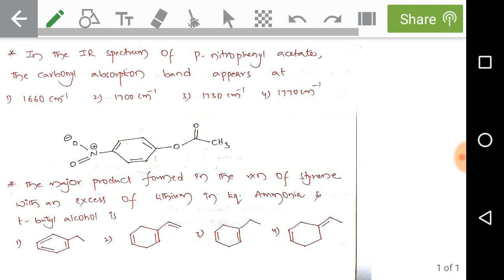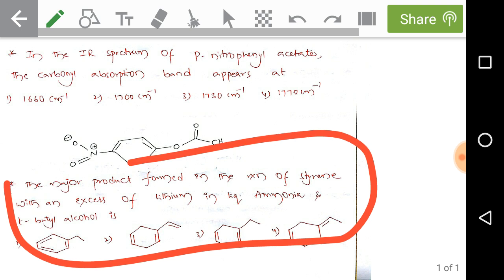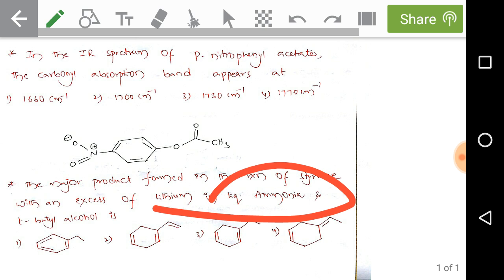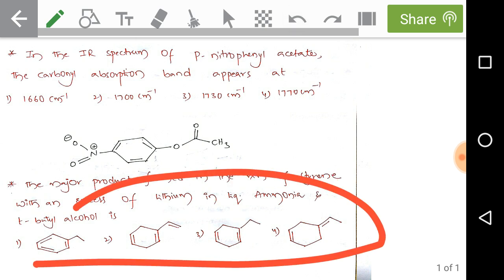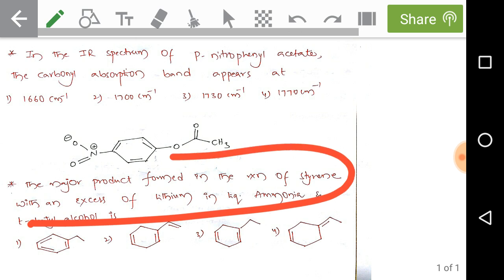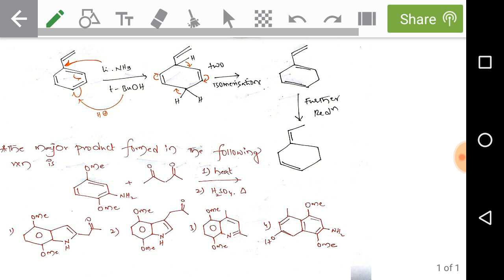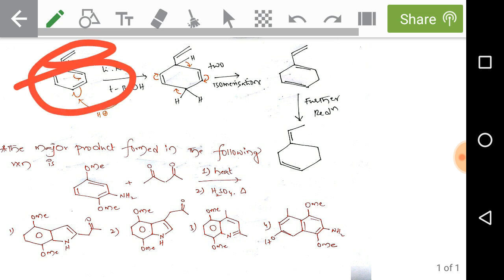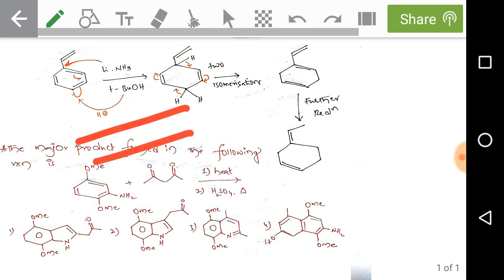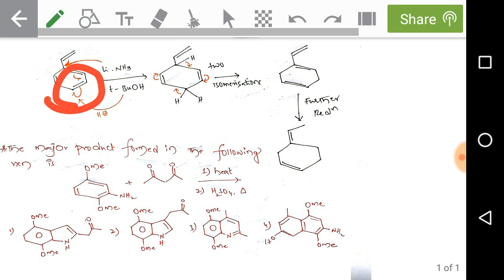Next one, the major product formed in the reaction of styrene with an excess of lithium in liquid ammonia and tertiary butyl alcohol is. Okay, just understand the given information in the problem. We need to give the correct structure, which is given as options here. Right. The first thing, if you look at the styrene structure, which has one alkene and one phenyl ring. Okay, as we know, a simple alkene can act as a nucleophile, right? And at the same time, a phenyl ring can act as an electron withdrawing group, right?